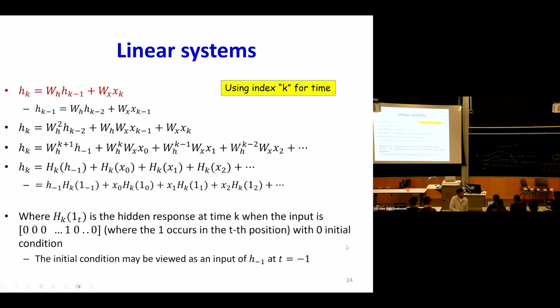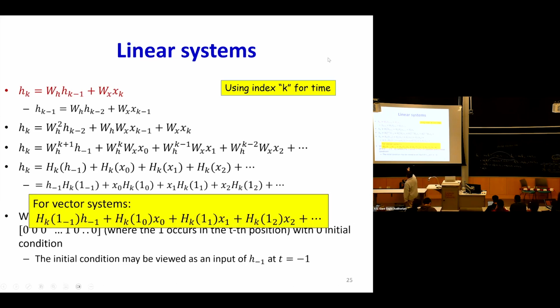So doesn't that mean that you would want to check the output? You're checking the last output where there's just an input at time 0. That's the response at time k when you have a single input at time 0. So we're going to analyze that. And I can write the same thing for vector systems in general. In vector systems, the same kind of arithmetic holds.